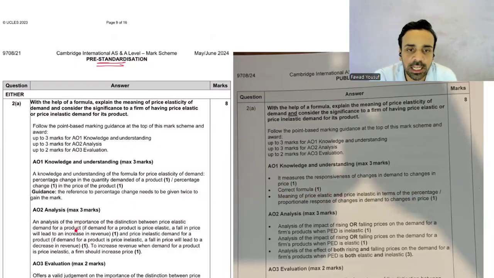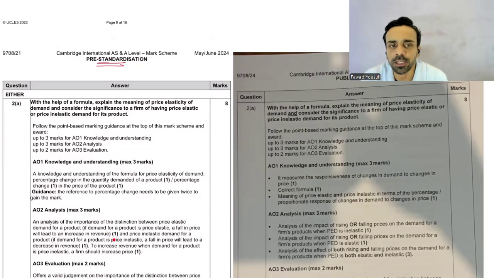फिर उसके बाद analysis के अंदर, initially their idea was an analysis of the importance of the distinction between price elastic demand for a good. If demand for a product is price elastic, a fall in the price will increase the revenue. We spoke about that, so 1 mark for that. If it's inelastic, then a fall in the price would lead to reduction in the revenue. I think they would accept क्या price rise, price fall कुछ भी लिख लें. And to increase revenue when demand for a product is price inelastic, a firm should increase prices. Okay, ji.